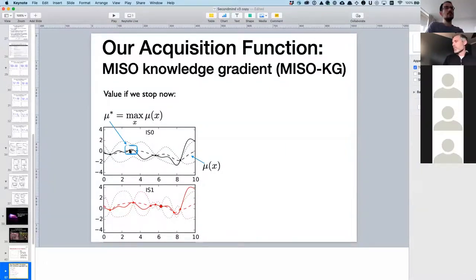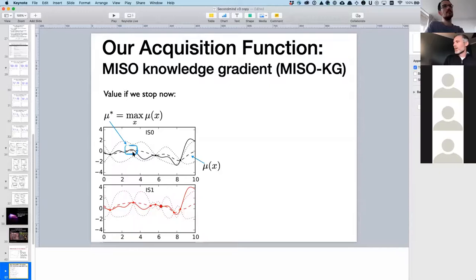So here I'm maximizing. So the posterior mean on the true objective is this dashed line. The way that the knowledge gradient thinks is it says, well, what would be the decision that we would make in terms of the final solution based on this posterior? Well, it would take the point with the largest posterior mean here, or actually maybe it's here, I don't know.